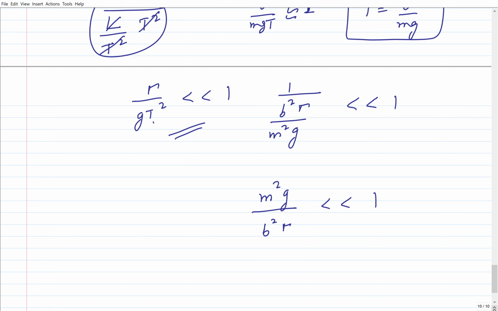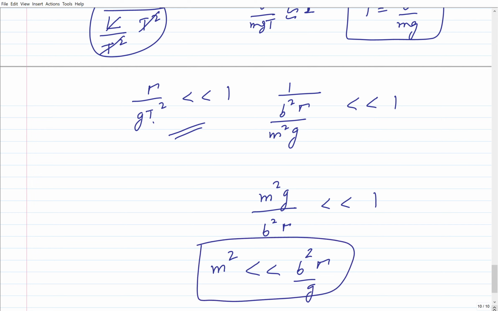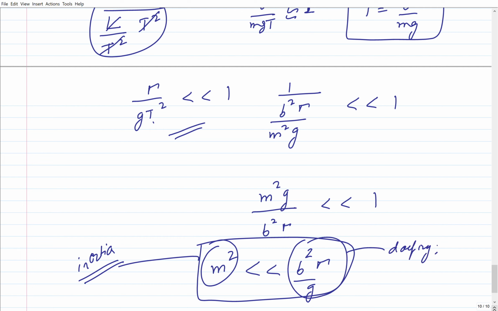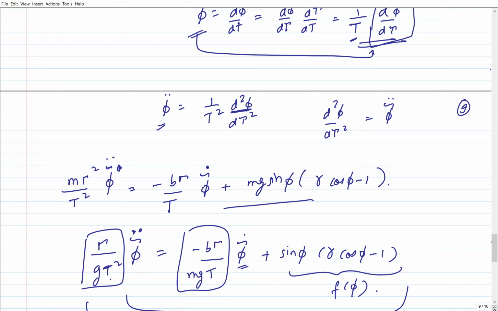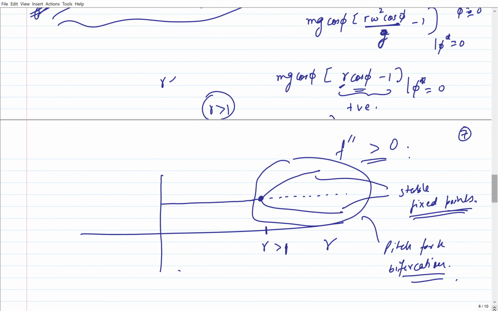So the condition I can neglect the second derivative is this guy, or in other words, m square is much less than b square r over g. So this represents inertia in the system, and b was related to damping in the system. So in case of, you can say, an overdamped thing where the damping forces are much greater than the inertial forces, I can convert this second order system into a first order thing and analyze this as a pitchfork bifurcation.